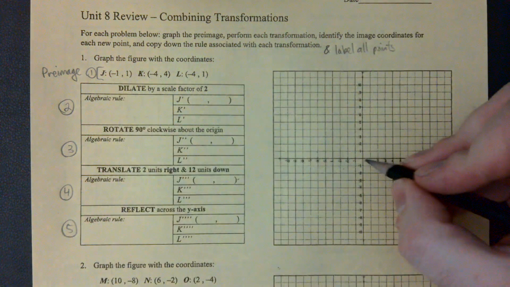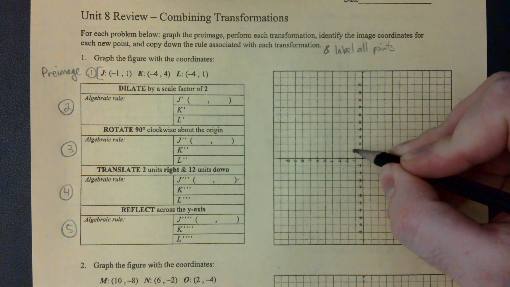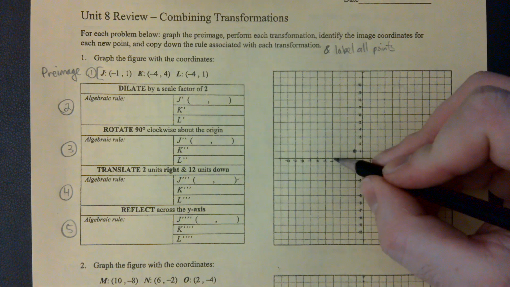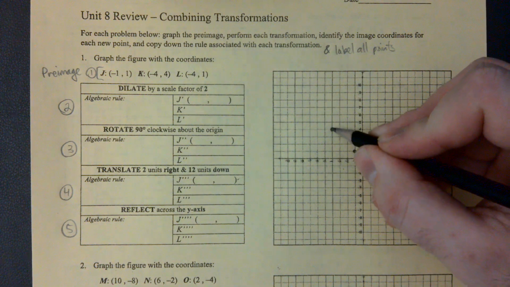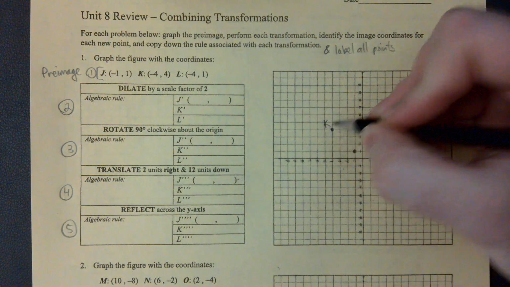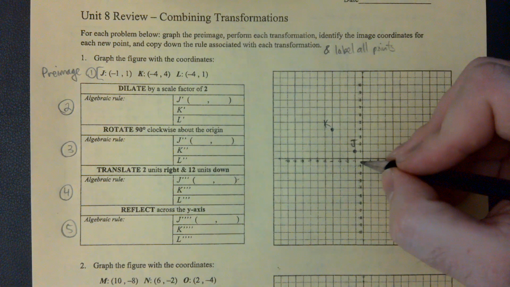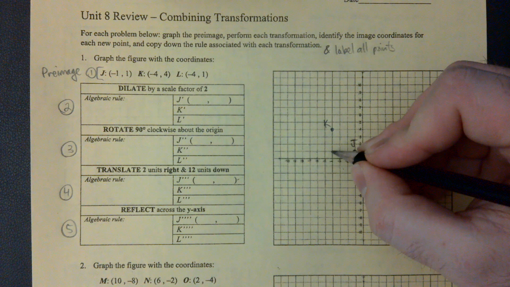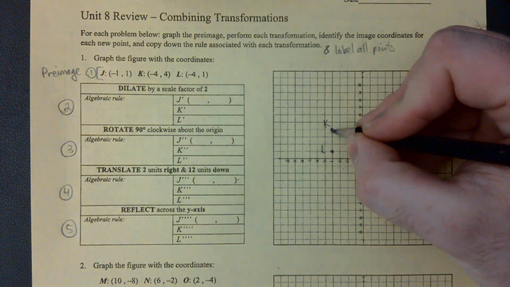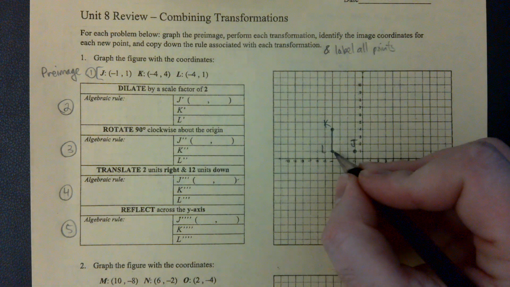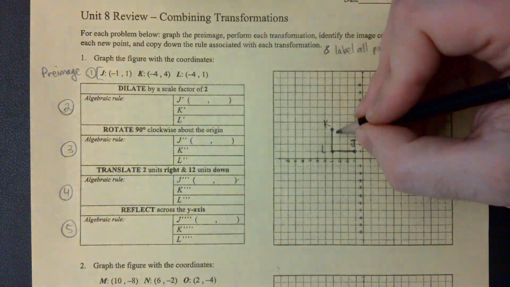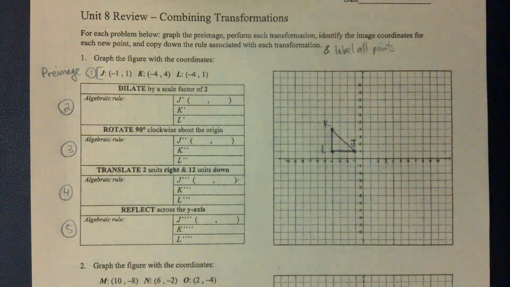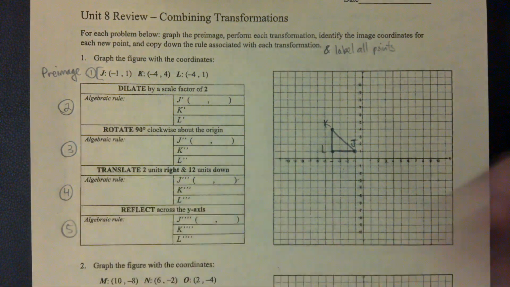Right, J is -1, comma 1, right there. K is -4, comma 4, up there. K, J, and then L is -4, comma 1. There's L right there. So we've got a nice tiny little triangle. It's not going to stay tiny for long because our first transformation here is a dilation.